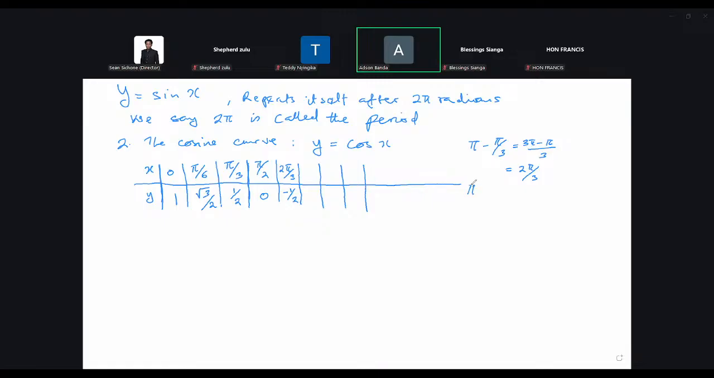Then the next angle that we are going to get is pi minus pi by 6. Right, so pi minus pi by 6, you can see that this is (6 pi minus pi) divided by 6, and that gives you 5 pi by 6, with the ratio having a negative sign. So what do we get for the cosine of 5 pi by 6?